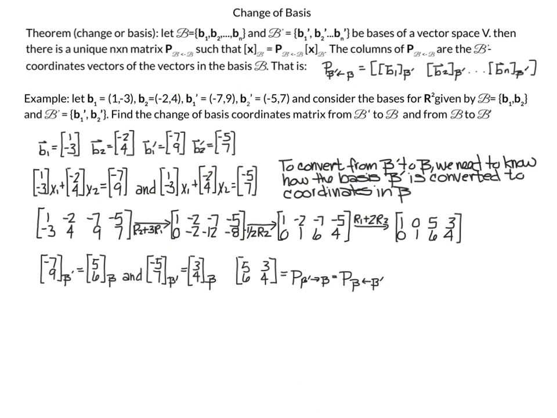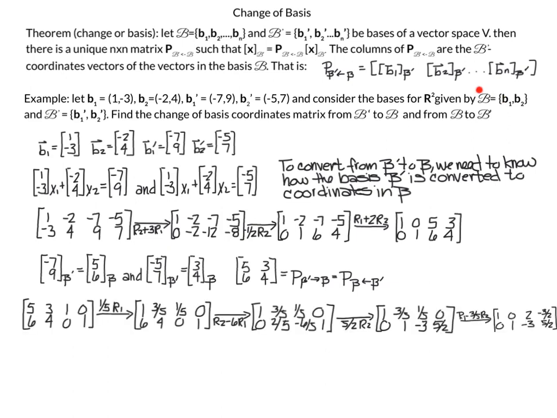And so the coordinates are 3 and 4 in B. And my matrix now is going to be 5, 6, 3, 4. And again, this converts from B prime to B. And actually, I wrote this as B prime to B, but your book often does it with the backwards arrow, so I'll need the B prime to B with the arrow going to the left.